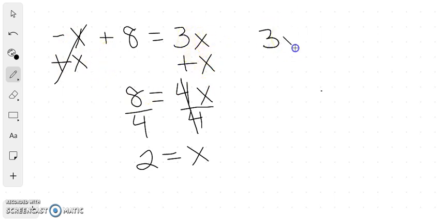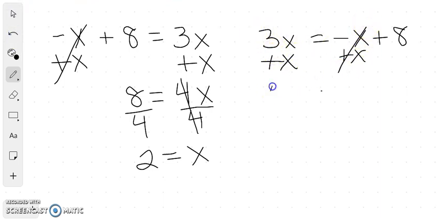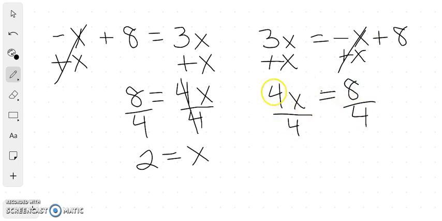If it had been written this way with the 3x on the left and the negative x plus 8 on the right, we would have wanted to add the negative x still, but this time we're moving it to the left side. So we have to be a little bit flexible when these unique situations come up to make sure we know which direction we need to move our variable over.